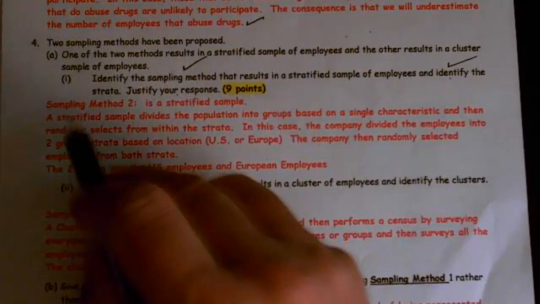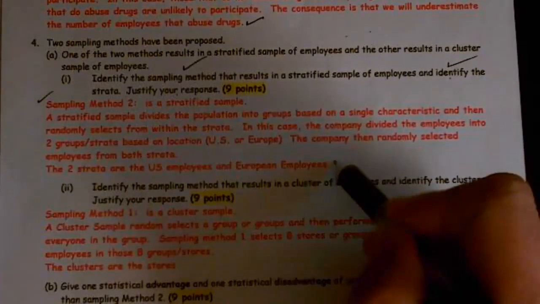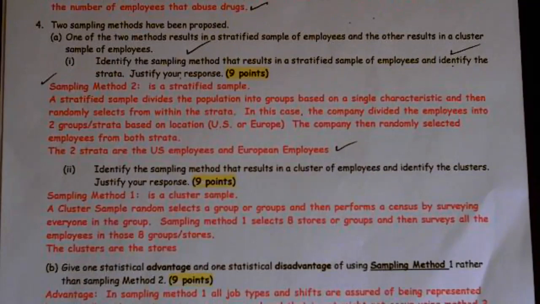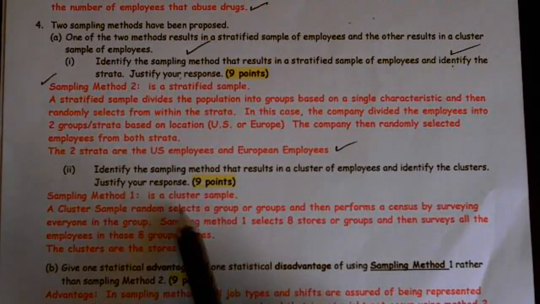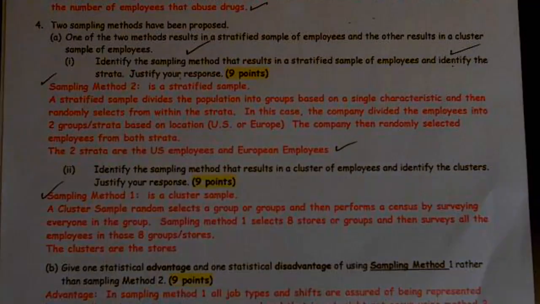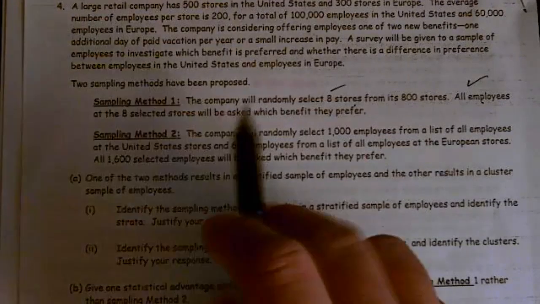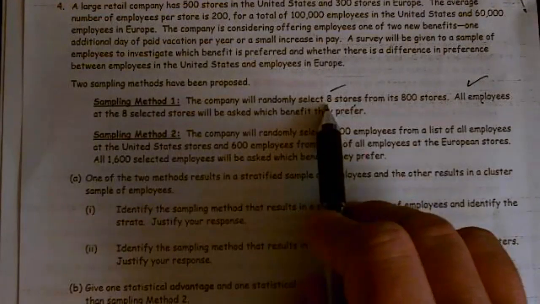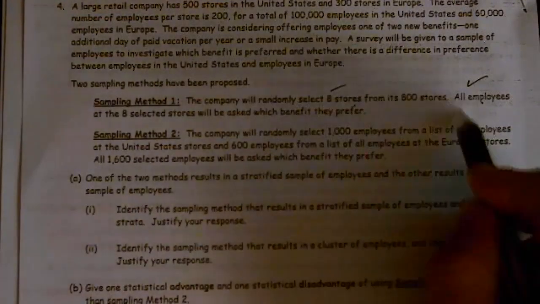If you had this part, you got 3 points. If you had this part, you got another 3 points. And then if you had the complete or correct justification, you received the other 3. Then it says identify the sampling method that results in a cluster of employees and identify the clusters, justify your response. Well, this is sampling method 1. So identifying sampling method 1 as a cluster sample got you 3 points. And we know it's because they broke it into groups, they selected one of the stores, and then they surveyed all employees.